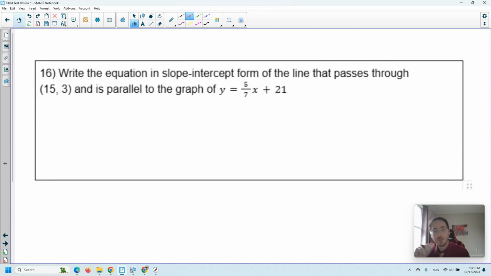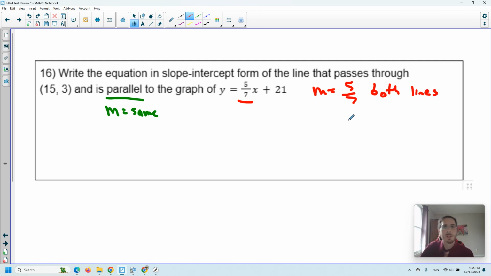For 16, write the equation in slope-intercept form of the line that passes through (15, 3) and is parallel to the graph y equals 5/7 x plus 21. So since it's parallel, again, remember the idea is parallel means that the slopes are the same. So since I know the slope is 5/7 for this one, I know the slope for the other line has to be 5/7 for both lines.